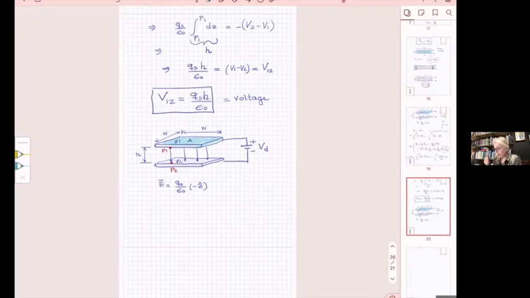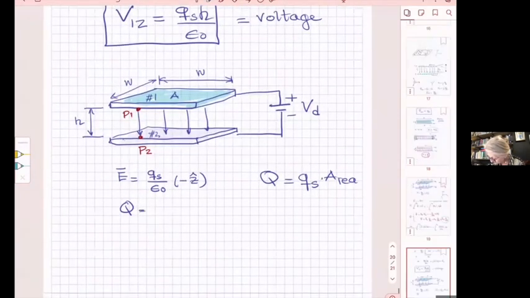So now, if we do that, why do we even call it that? Let me define it first. So now we have an electric field like that. We have a total charge Q, which is given by Q sub S times the area, and I call the area A. So we have a total charge, which is Q sub S A. It's positive on the upper plate and negative on the lower.